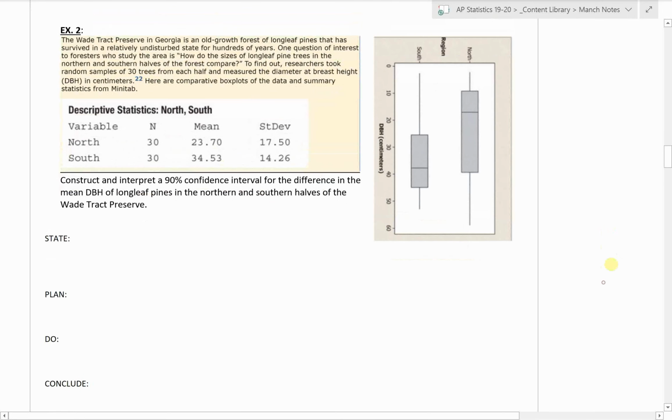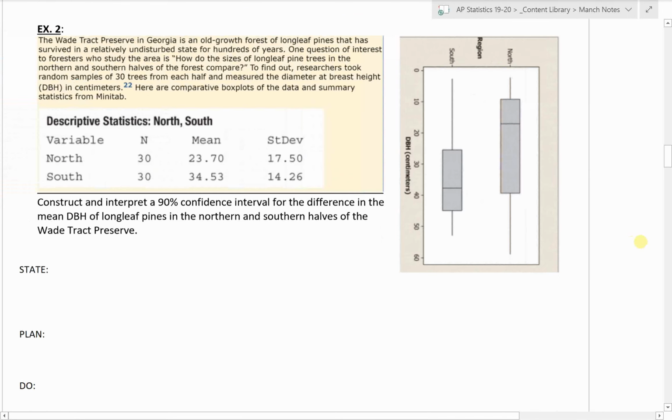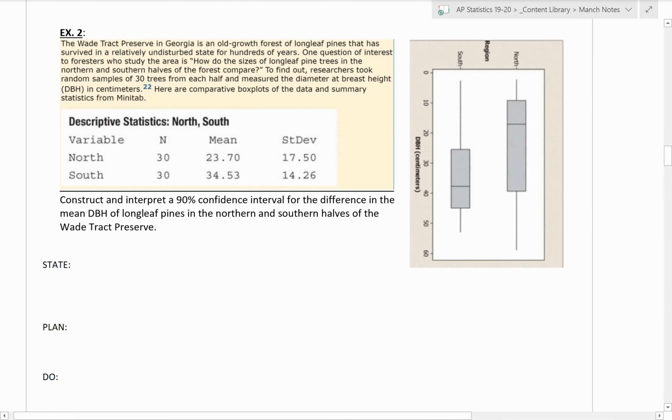All right, now that we have talked about how to describe sampling distributions for difference of means and what the conditions are for performing inferences, let's go ahead and actually do some inference here. In this example, we're going to construct a confidence interval. So let's read through it here.